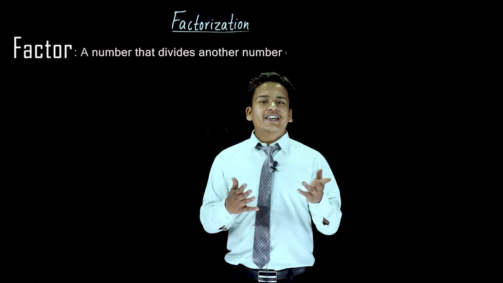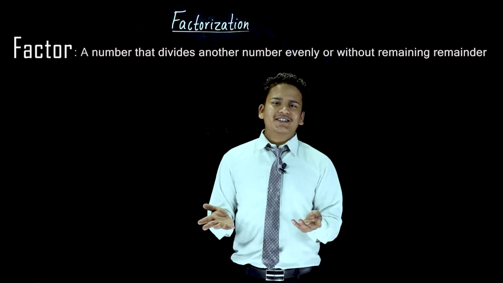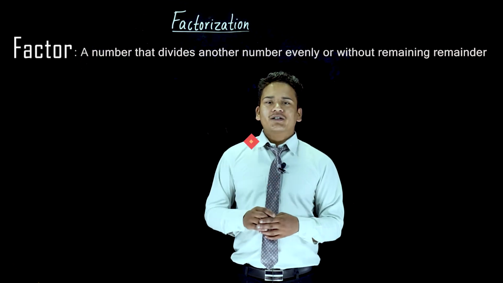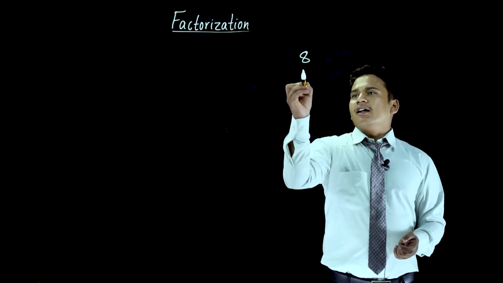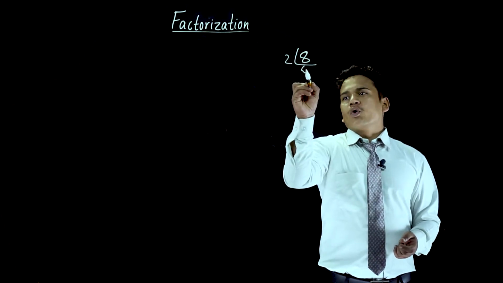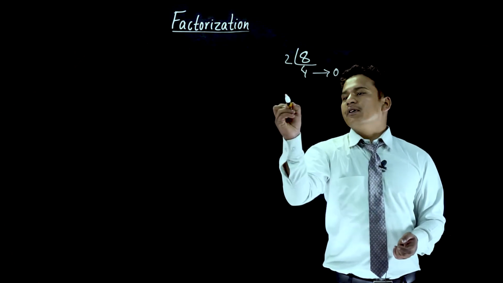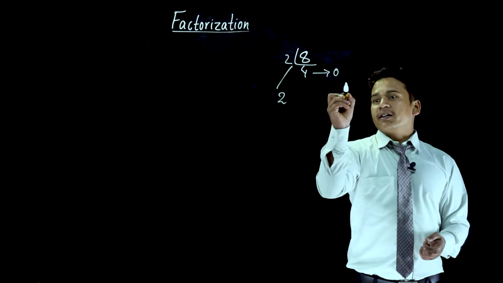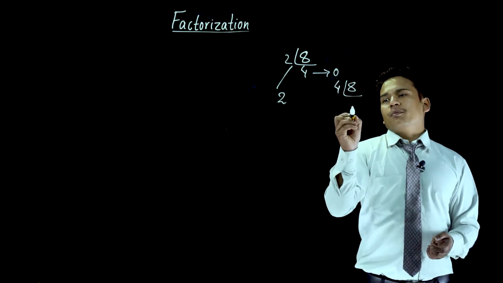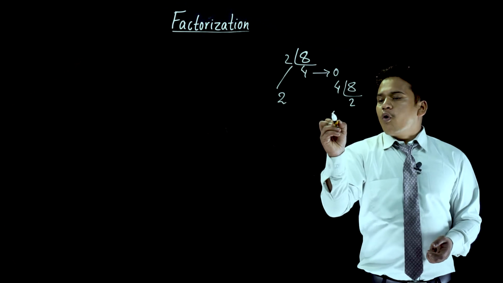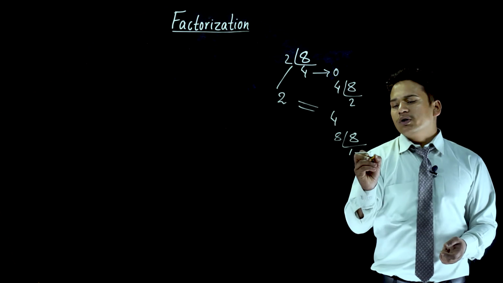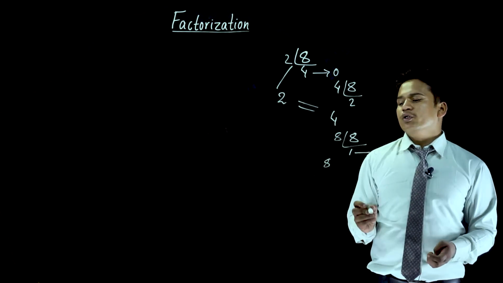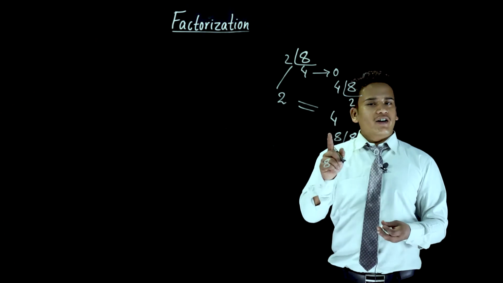In arithmetic, a factor means a number that divides another number evenly, without any remainder, isn't it? That number is known as a factor. If we talk about the number 8, 2 can divide 8 by 4 without any remainder. The remainder is 0, so 2 is a factor of 8. Once again, 4 can also divide 8 by 2, so 4 is another factor. And 8 divided by 8 is 1 without any remainder, so 8 is also a factor. This is how we find the factors in arithmetic.